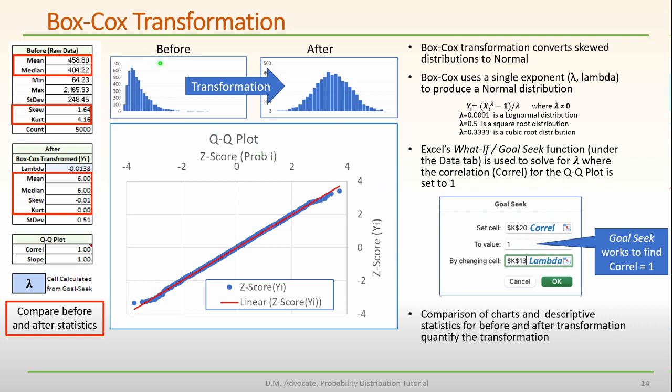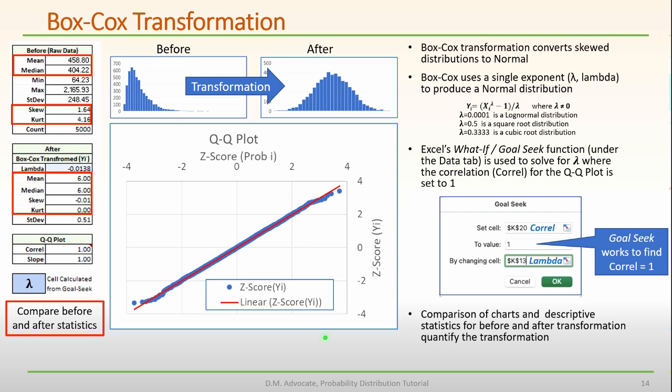Here's an example of before and after the Box-Cox transformation, and the QQ plot shows that it's a straight line, so that it's normal. We can also compare the before and after statistics, where we can look at how the mean and the median are different, and the skewness and kurtosis for the before data, and afterwards we see that the mean and the median are the same, and the skewness and kurtosis are basically 0.